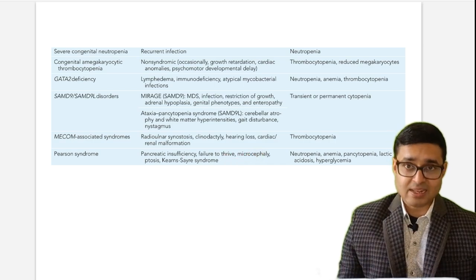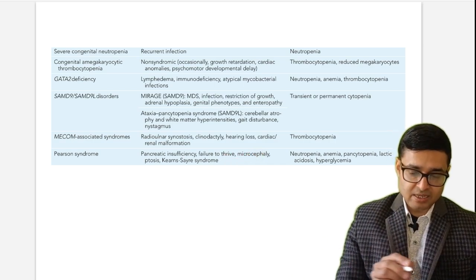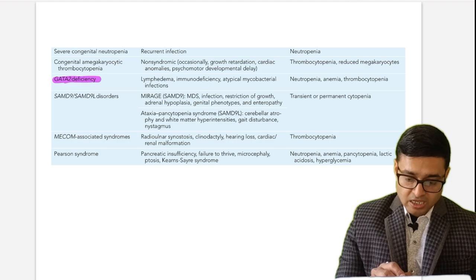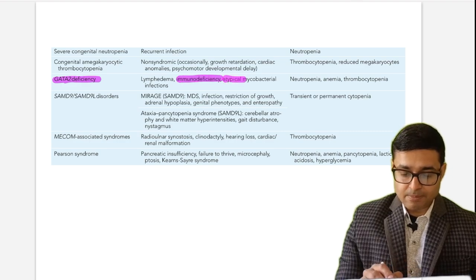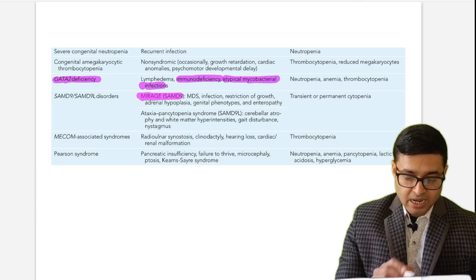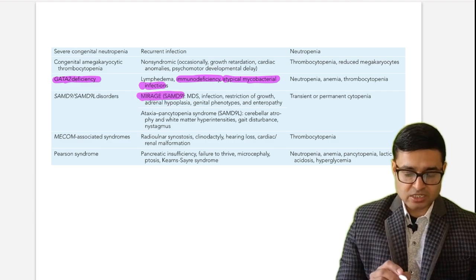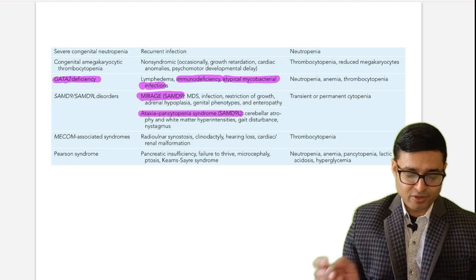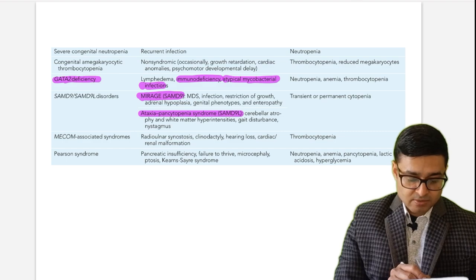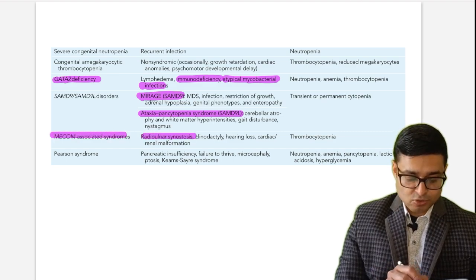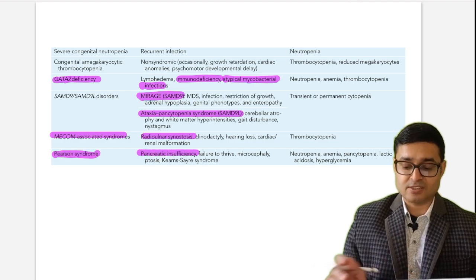Again, this is a busy slide, and we will remember the highlighted areas. GATA2 deficiency: what are the features? Immunodeficiency, atypical mycobacterial infections. SAMD9 is associated with MIRAGE syndrome; you have to remember the full form of MIRAGE. Just remember ataxia pancytopenia, SAMD9L. MECOM is associated with syndromes like radioulnar synostosis, and Pearson syndrome is associated with pancreatic insufficiency.